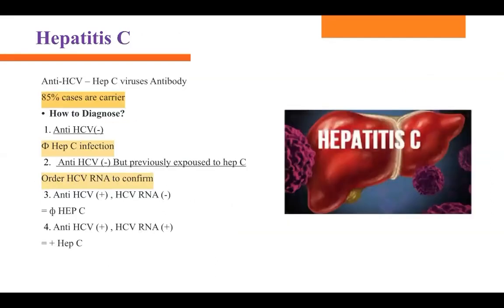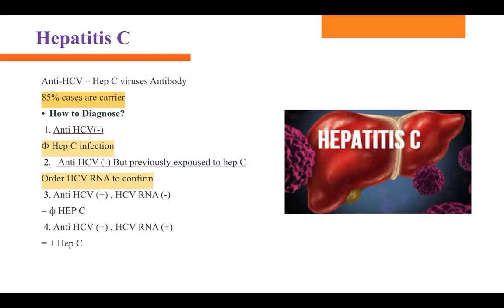Now, let's talk about hepatitis C. So hepatitis C, how do we know that this patient is infected? 85% of the cases are carriers of the infection. How do we diagnose the patient? We order what's called the hepatitis C virus antibody test. If antibody is negative, antibodies are fighter cells. Fighter cells are not present. That means they don't have hepatitis C.